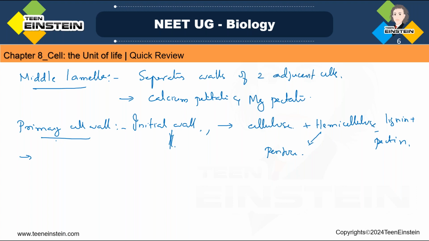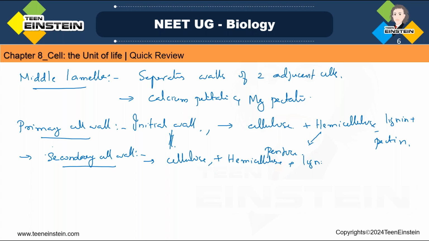Next one is the secondary cell wall. This primary cell wall is followed by the secondary cell wall. Next to the primary cell wall, after that, the secondary cell wall, and it is made up of cellulose, hemicellulose and lignin. Okay, that is the secondary cell wall. Then what about the tertiary cell wall?